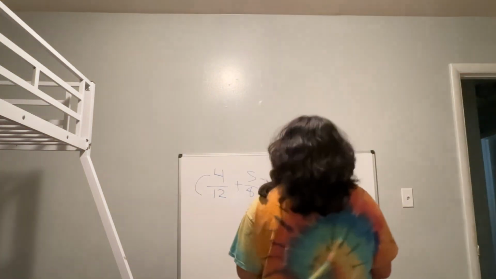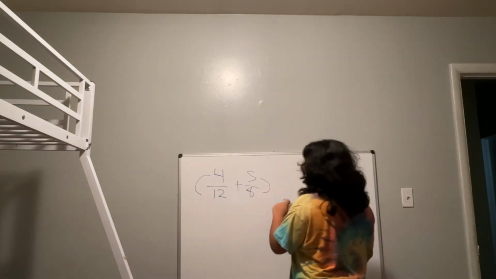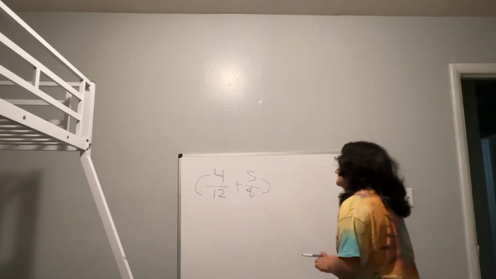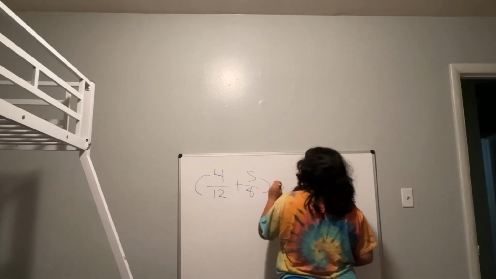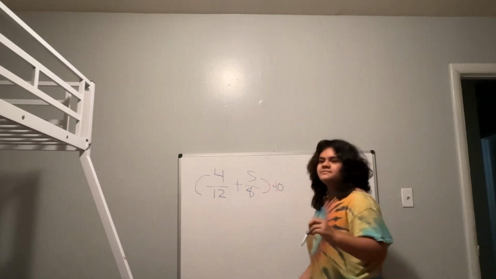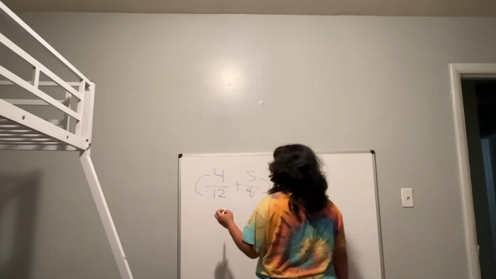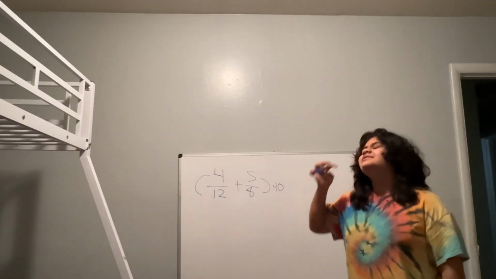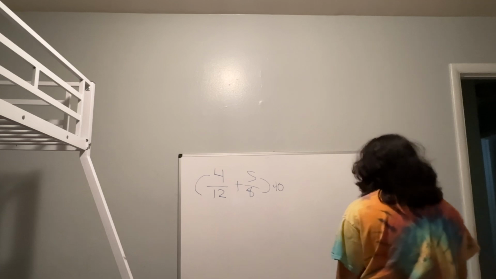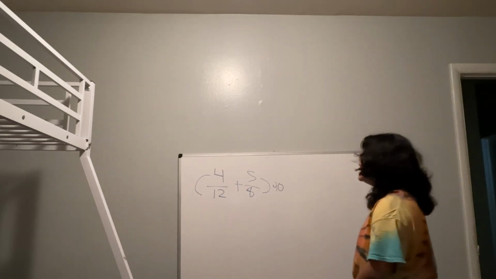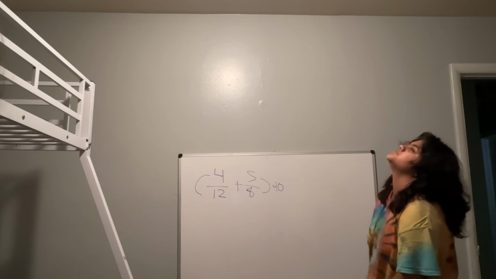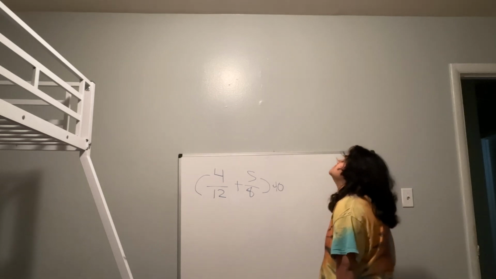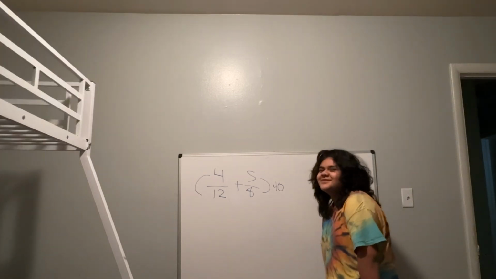Okay, so sorry. Multiply these. So 5 times 8. 5, 10, 15, 20, 25, 30, 35, 40. So it's gonna be 40 over 8. And 12 times 4. 12 times 4. Alright, sorry, I'm not good at my multiplication.